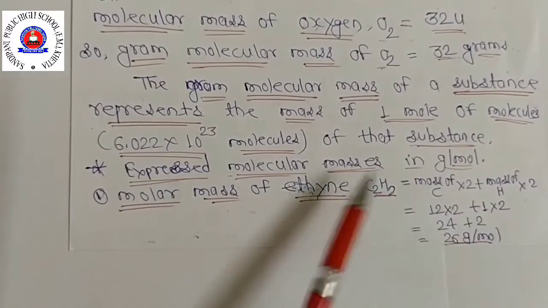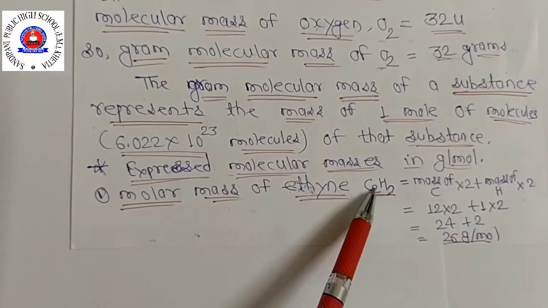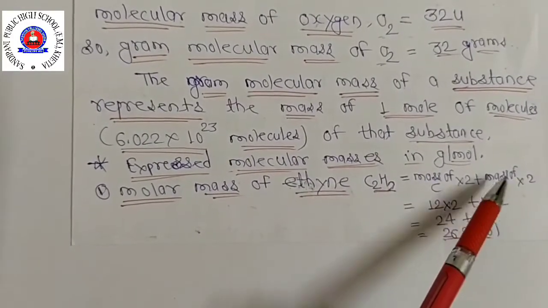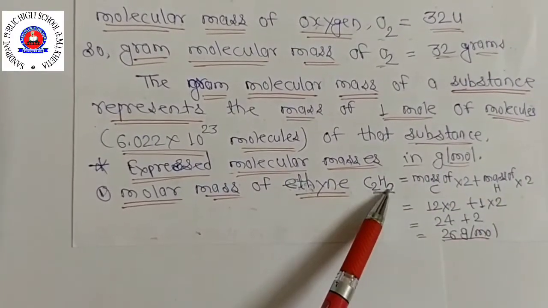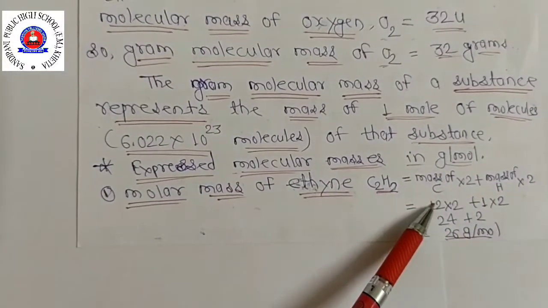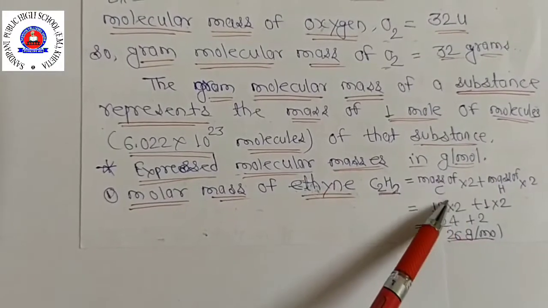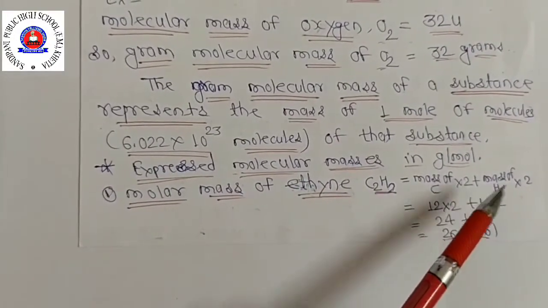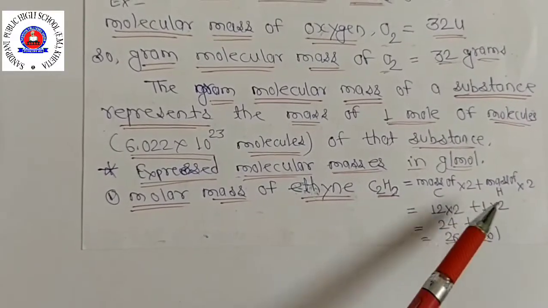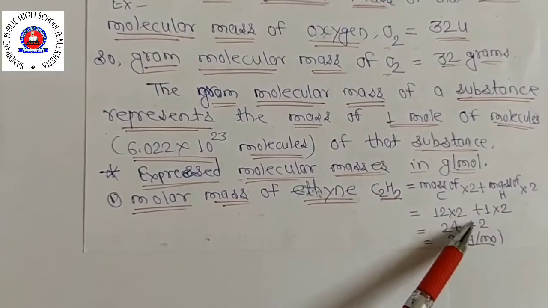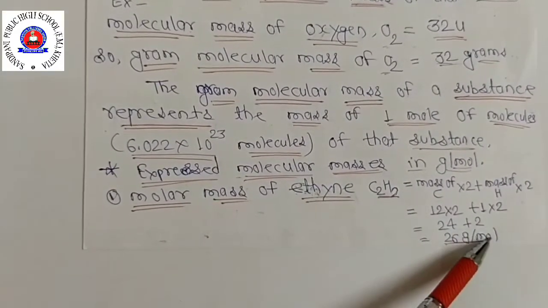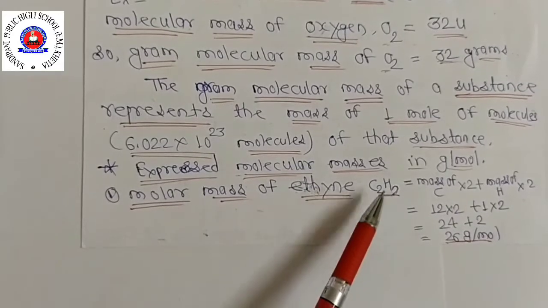So mass of carbon, and how many carbon atoms are there? 2. So write here 2, plus mass of hydrogen, multiply by 2 hydrogen atoms, so write here 2. Now the mass of carbon is 12, so 12 multiplied by 2, plus mass of hydrogen 1, multiplied by 2. So 12 2s are 24 plus 2 1s are 2, so 24 plus 2 we get 26 gram per mole. So this is the molar mass of ethyne, that's C2H2.